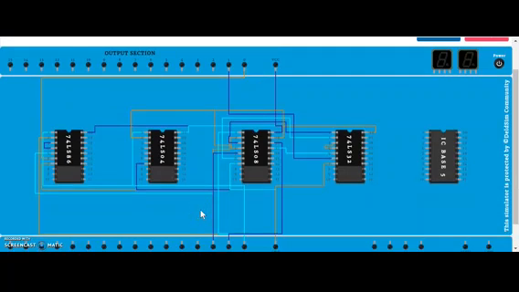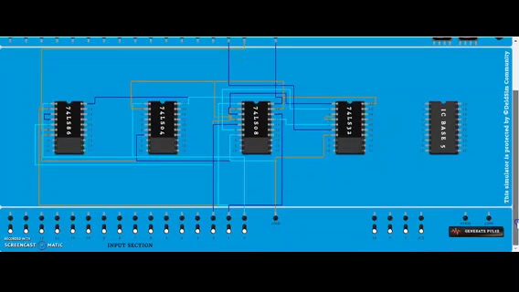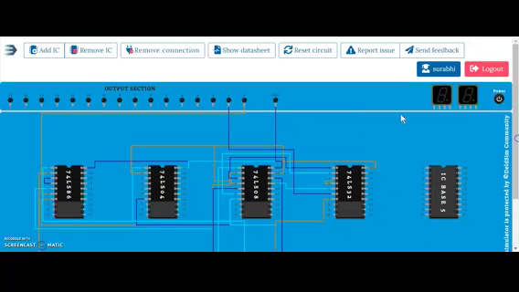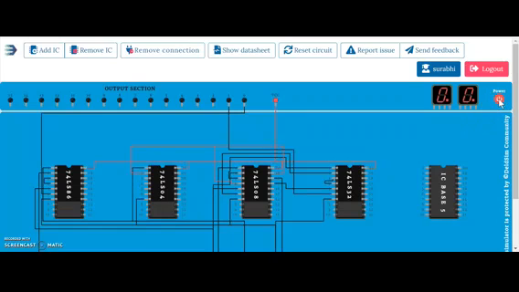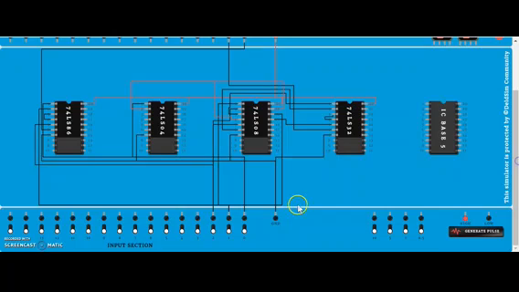So this is how we have implemented the full subtractor using basic gates. We have 3 inputs, A, B, and B in, and the outputs are difference and borrow. So now we will turn on the power, and we will verify the truth table.